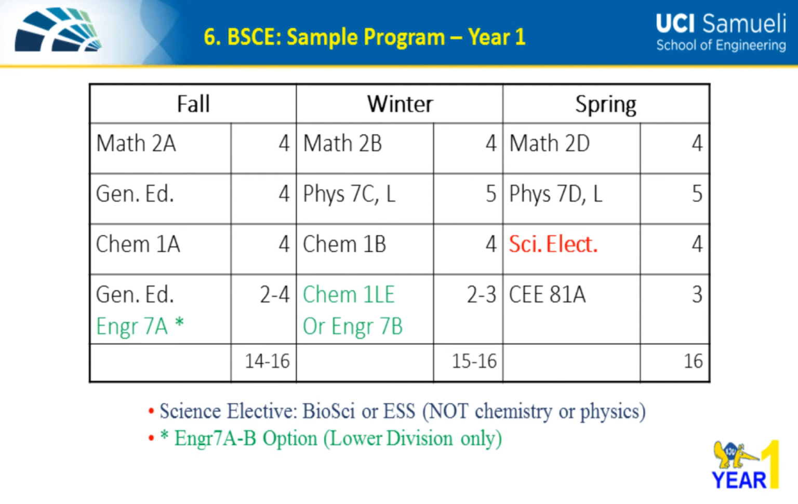In addition to the flexibility provided by the choice of general education electives, BSCE majors will select a science elective and 2 lower division engineering electives, one of which tends to be in the first year of study. Many of our students enroll in Engineering 7AB, which involves the design, build, and testing of a defined technology such as a quadcopter. A word of advice.